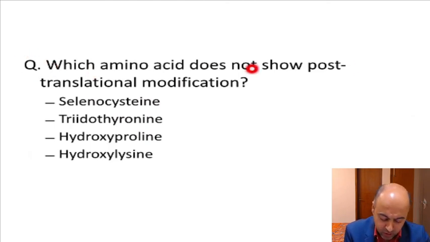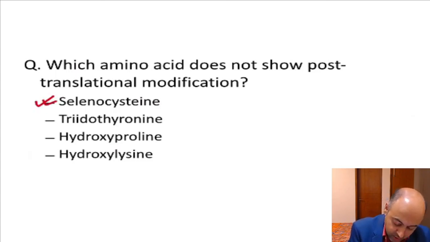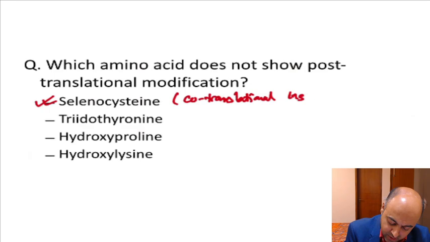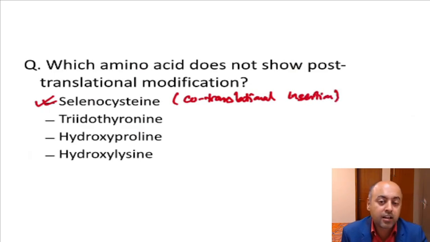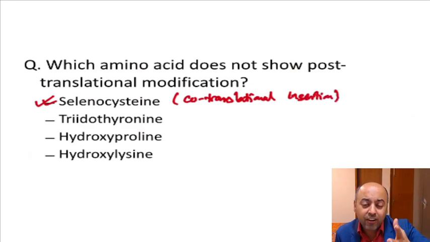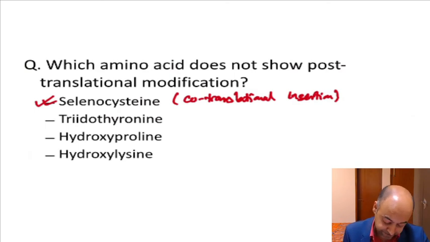Which amino acid does not show post-translational modification? I just told you one of the amino acids getting inserted during the translation. Here we have the co-translational insertion. This amino acid is added during the translation. For others, they are modified amino acids. You do the modification after the peptide chain has been formed.